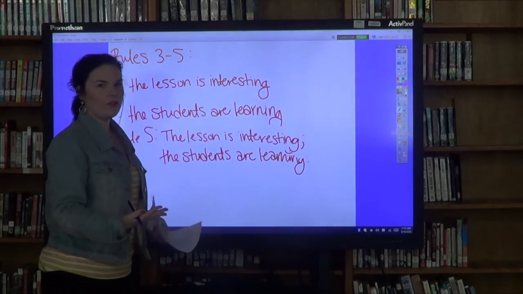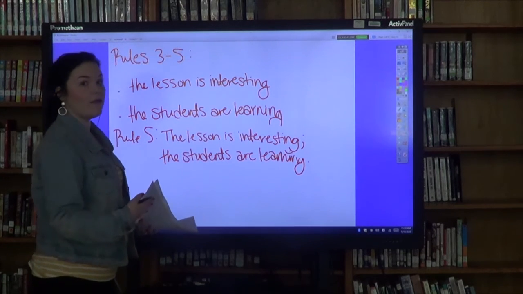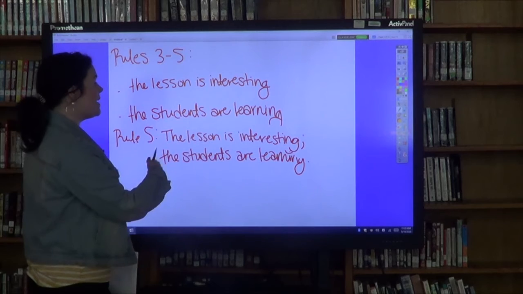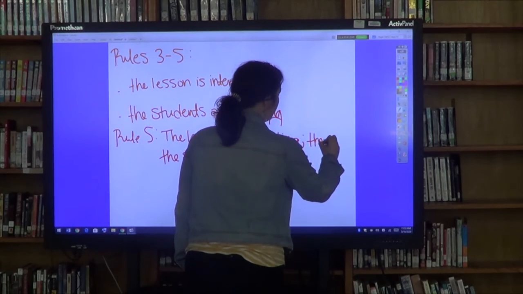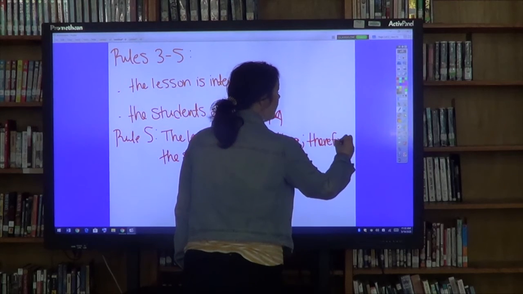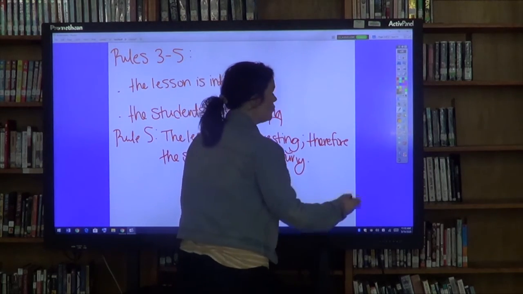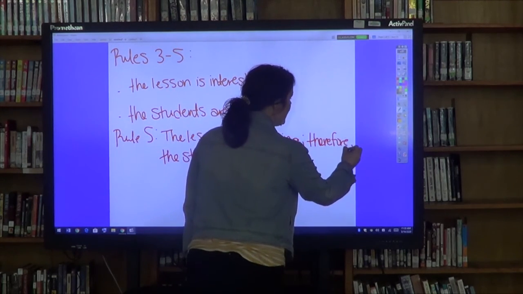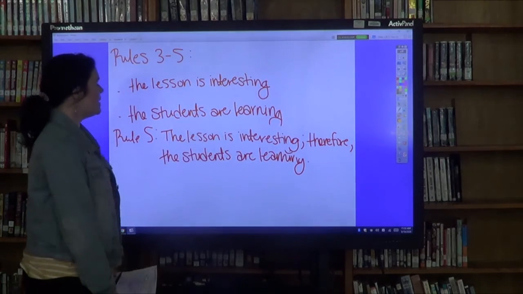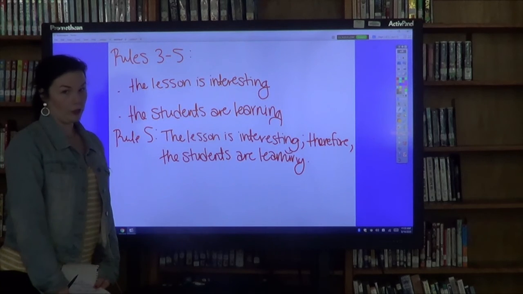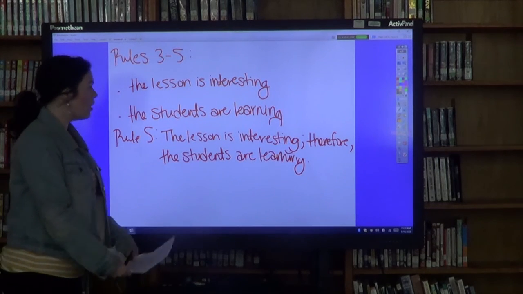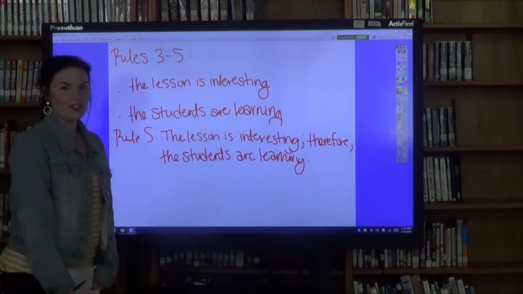I can use another conjunctive adverb. I know another example I gave you was the word "therefore." The lesson is interesting, semicolon, therefore, and do not forget to put a comma. If you do not put a comma, that sentence has an error, okay? The lesson is interesting, semicolon, therefore, comma, the students are learning. All right, guys, I hope this has helped you out with sentence structure. Thank you.